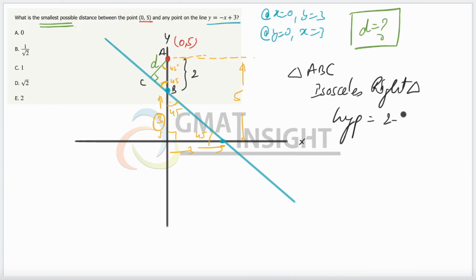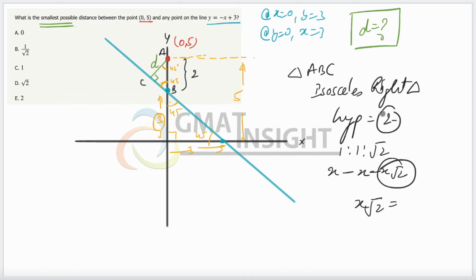Now the ratio of the sides in case of an isosceles right triangle is given by 1:1:√2. That means we can say that the sides are x, x, x√2, where x√2 represents the hypotenuse, and this length we already know is equal to 2 units, which means the value of x becomes 2 divided by square root 2, that is square root of 2. That means the value of d will be square root of 2, and that is option D. Therefore, option D is the correct answer.